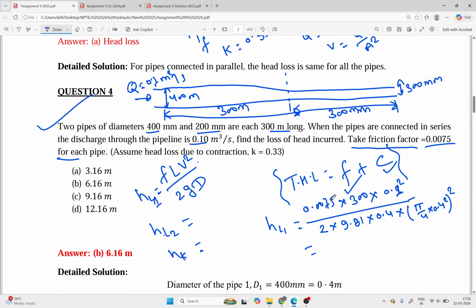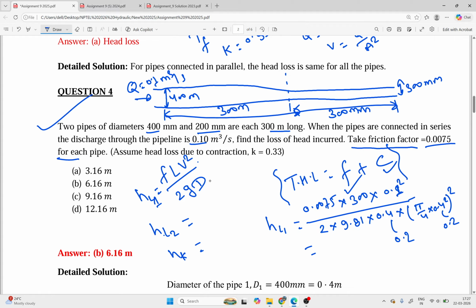Okay, so I'll not calculate here. And how will we calculate HL2? Similarly for HL2, only the diameter you need to change. At the place of 0.4, at this place and at this place, you need to put 0.2. So you will calculate HL2 very easily.